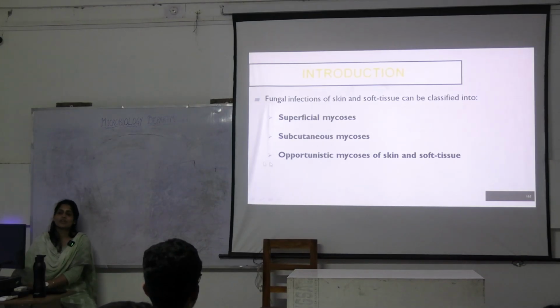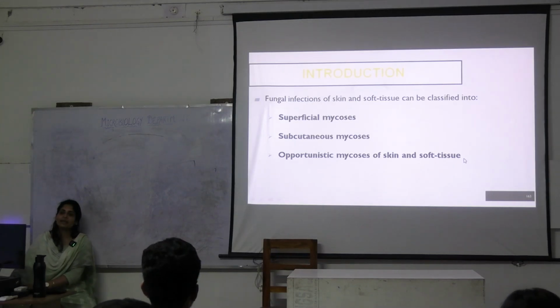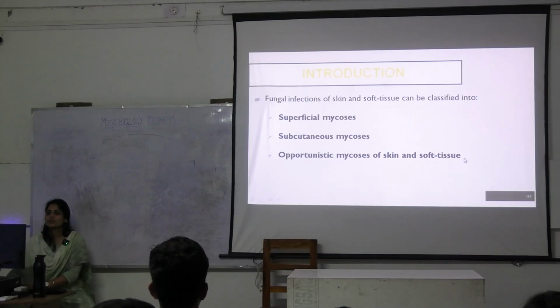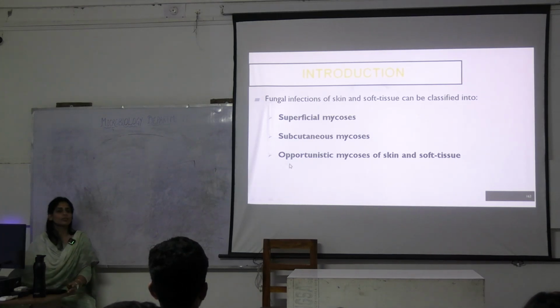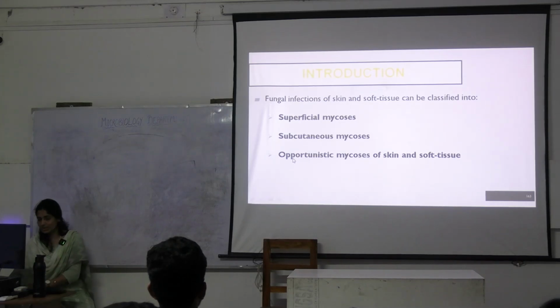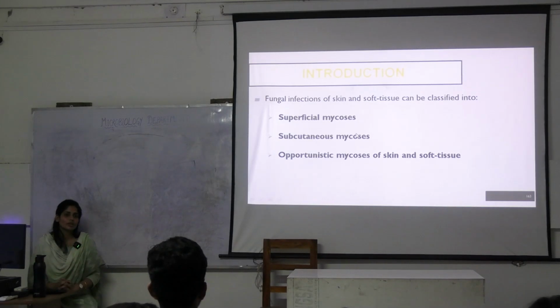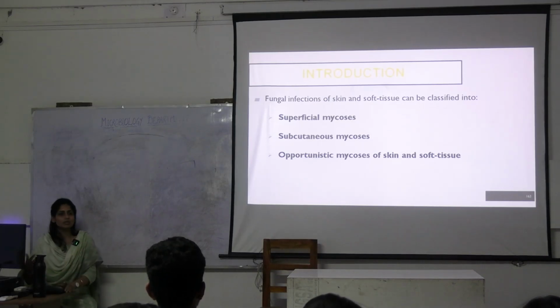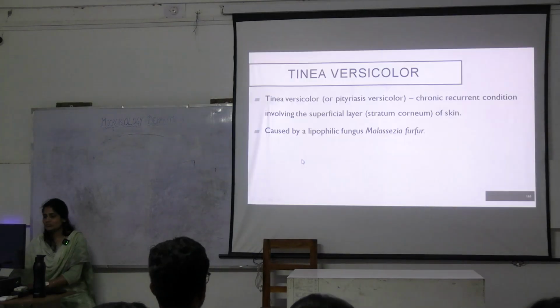Opportunistic will cause infection in which cases? Immunocompromised cases. By whom? By ubiquitous fungus that is found everywhere, but these people are prone to these funguses, right? In superficial mycosis, where will it affect? To the external surface, epidermis. In subcutaneous, it will also affect the underlying layers, right?